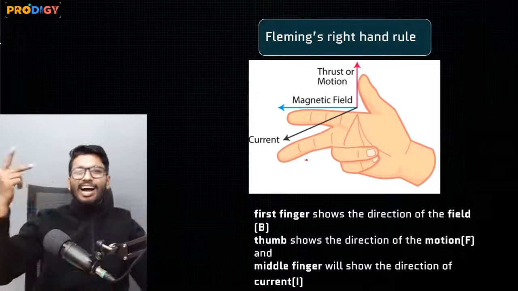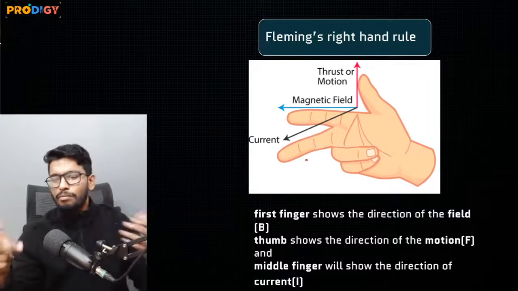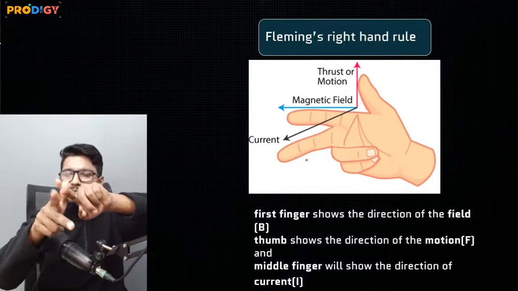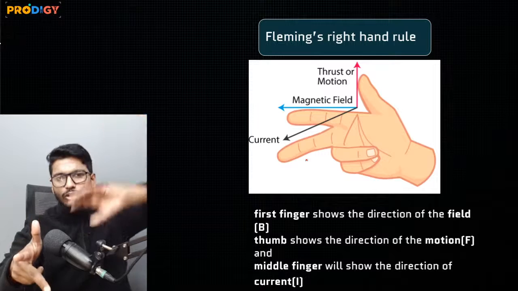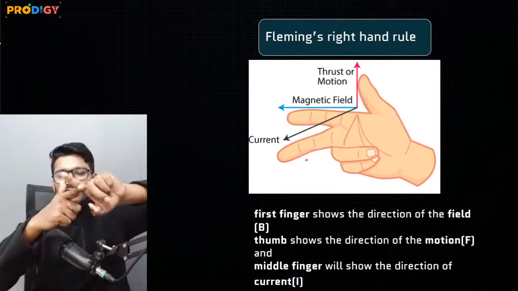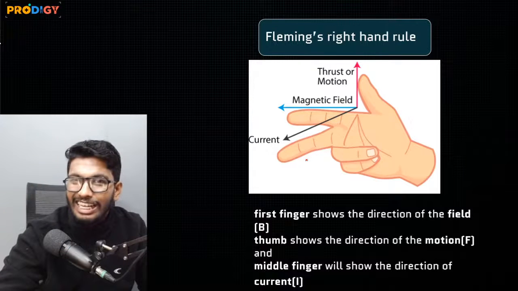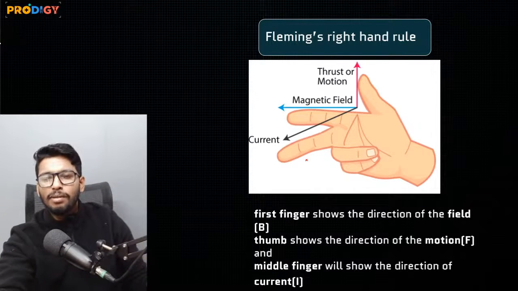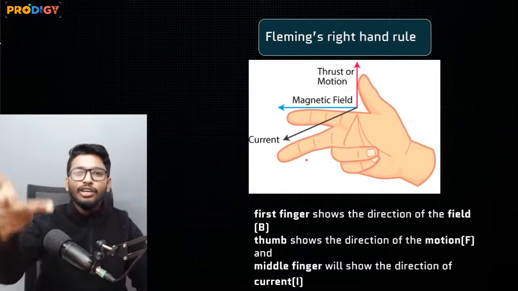I remember it as FBI. F is the force, or the thrust or the motion of the conductor. B is the magnetic field, shown by your index finger, and your middle finger shows the direction of the induced current. FBI, or you can remember it as father, mother, child, and for the right hand, father, mother, induced child.